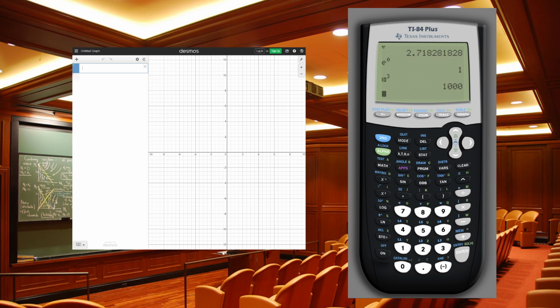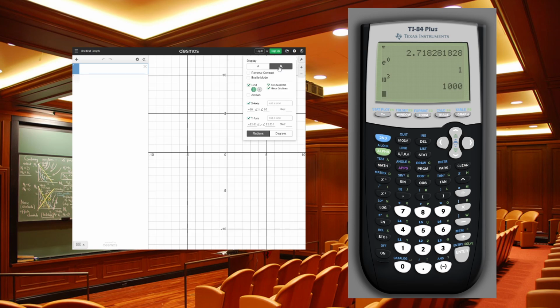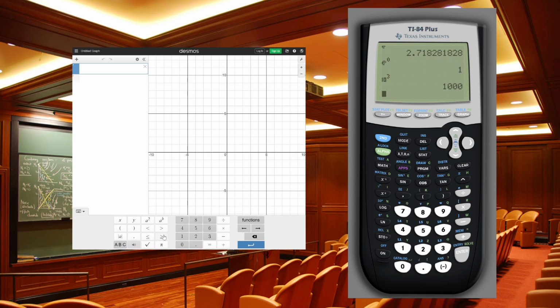Okay, and quickly shooting over to Desmos, some basic settings here are found using this wrench icon. I'm going to turn up the display so you can see it a little bit easier. We're not going to go through this right now. I'll make a separate video about that, but where to find functions and keys and things like that, you can use this show keypad to get kind of a basic scientific calculator layout.